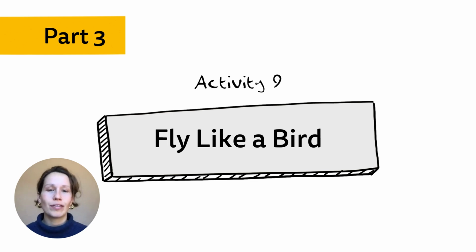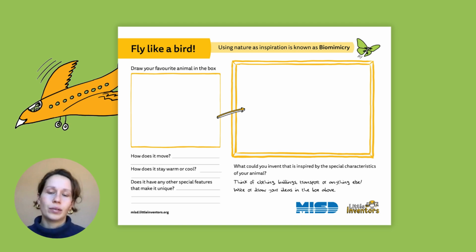Activity 9. Fly like a bird. Within the challenge presentation, you'll be teaching your class all about biomimicry, what it means and who does it. This activity will give them a chance to come up with their own biomimicry invention, inspired by their favourite animal.